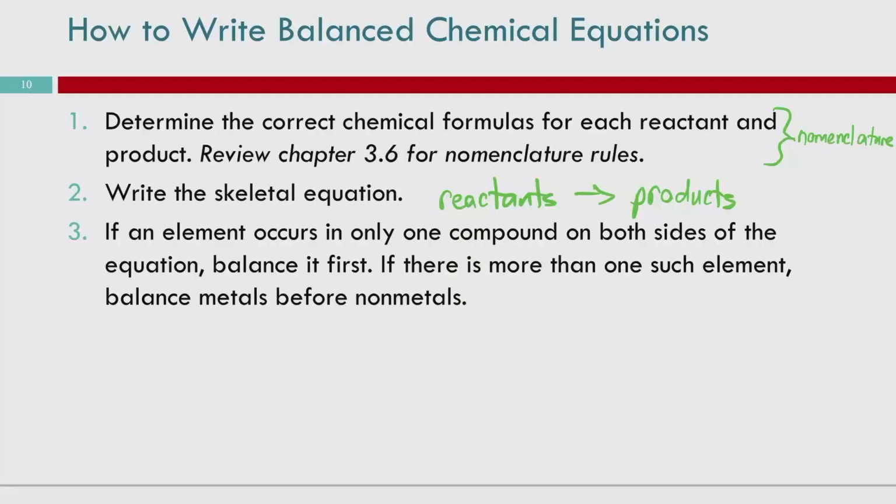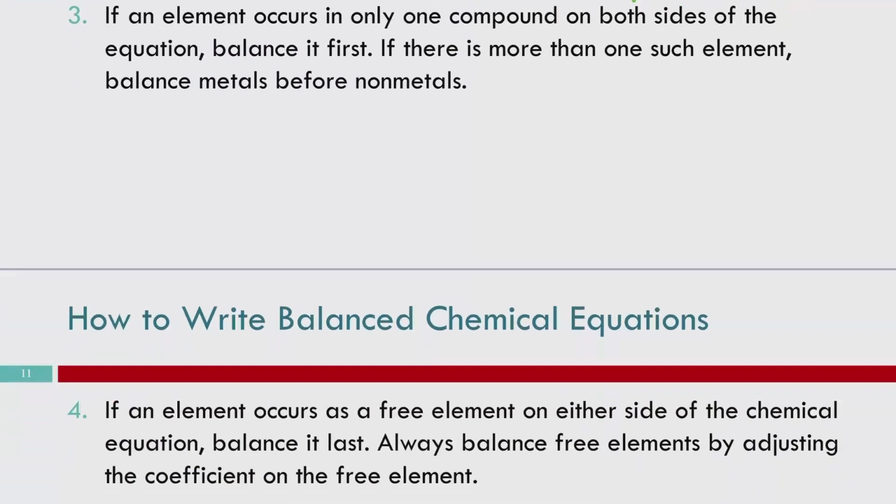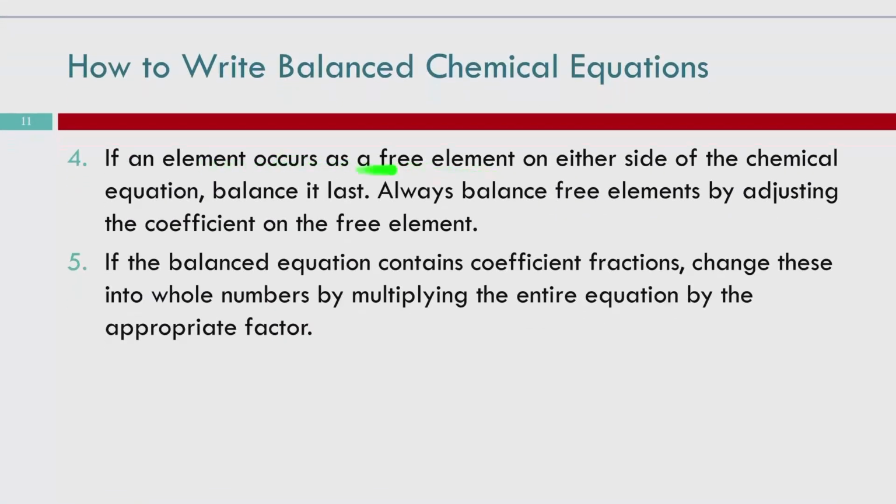Once we've got our bare bones, once we've got our skeletal equation, then we're going to balance things that occur in one compound on both sides of the equation. So things that, if we change them, could potentially change other things, and they're on both sides. If we've got more than one such element, typically the strategy would be to balance metals first. Then if we've got elements that occur as a free element, it's just that element. So for example, like O2 or H2 or zinc metal, for example.